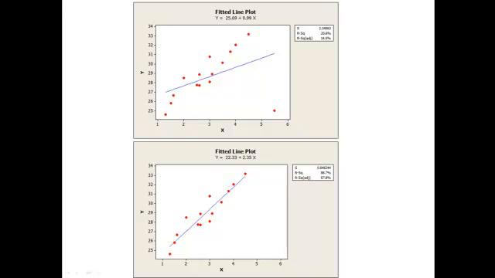We can also see the effect by comparing the regression equations. The original equation with the data including the outlier is 25.69 plus 0.99x, and the new equation is 22.33 plus 2.35x, which is clearly a substantial change, particularly for the slope.